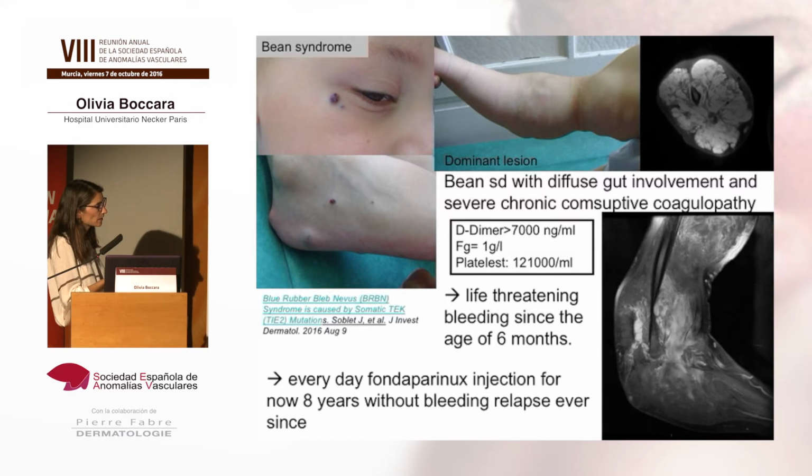In those situations where you have GI bleeding and very severe chronic consumptive coagulopathy, like in this little boy, he was 6 months, 1 year old, with those biological features. He had life-threatening bleeding since the age of 6 months, and he had this very severe LIC. He received fondaparinux for more than 8 years, and he has had no bleeding manifestations ever since. And the pain in his very large venous malformation is more or less controlled.